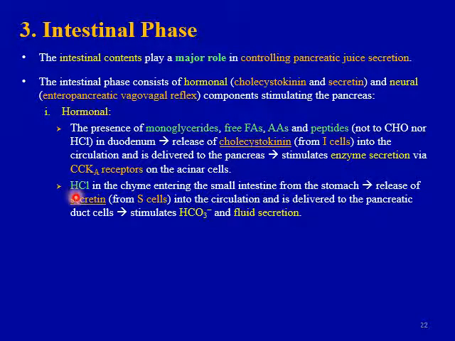The presence of HCl in the chyme that is delivered to the small intestine from the stomach during gastric emptying will lead to the stimulation of secretin released from the S cells. Secretin will enter the circulation. Again, it will be delivered to the pancreatic duct cells and it will stimulate bicarbonate and fluid secretion.